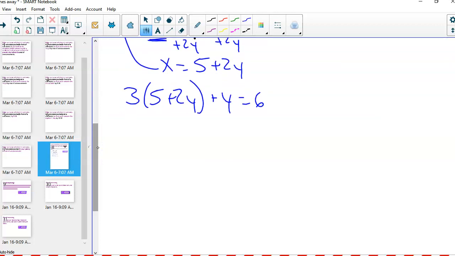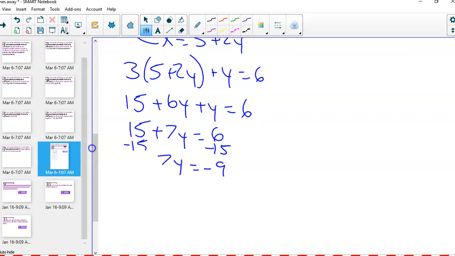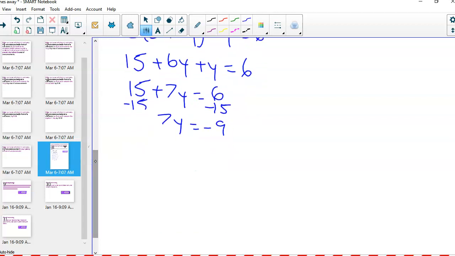And then distribute. So we have 15 plus 6y plus y equals 6. When we combine these, we get 7y. How would we solve this for y? Subtract 15. And when we do that, we get what? So in this case, when we solve for y, we're going to get some weird fraction or decimal. It's negative 1.2, but if you round it, it's negative 1. Okay. So negative 1 point whatever that is, or negative 9/7.